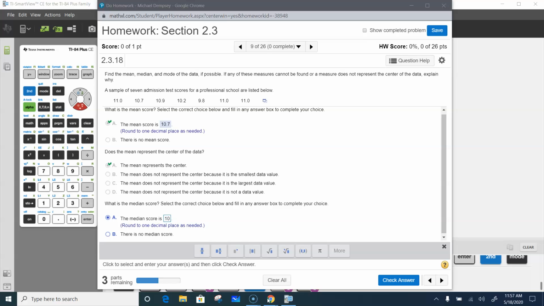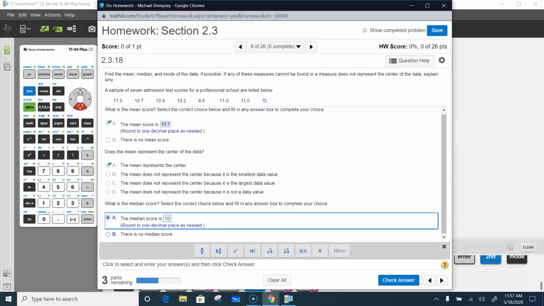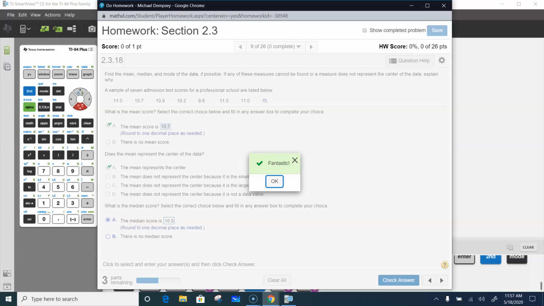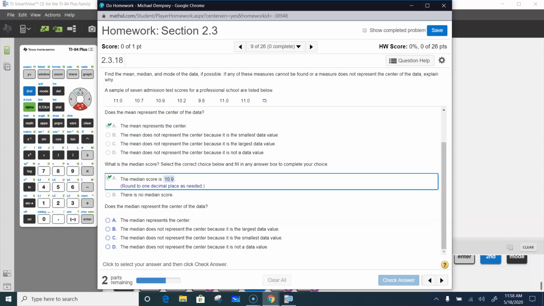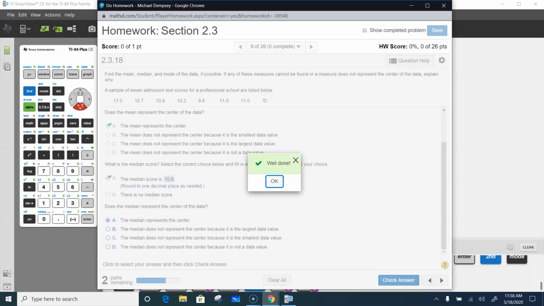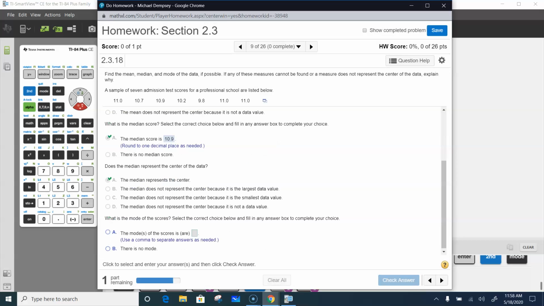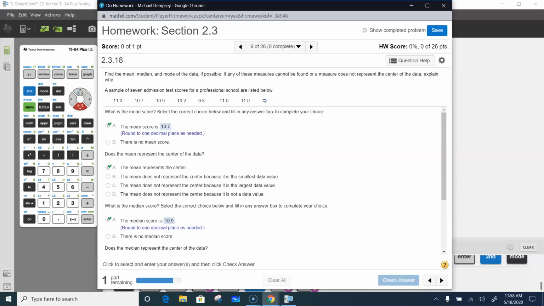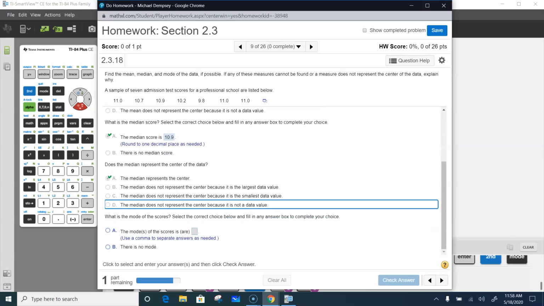That's why I like that one variable stats button on my calculator. And the median does indeed represent the center, typical observation, and they're pretty close to each other there. A mean of 10.7, median 10.9.